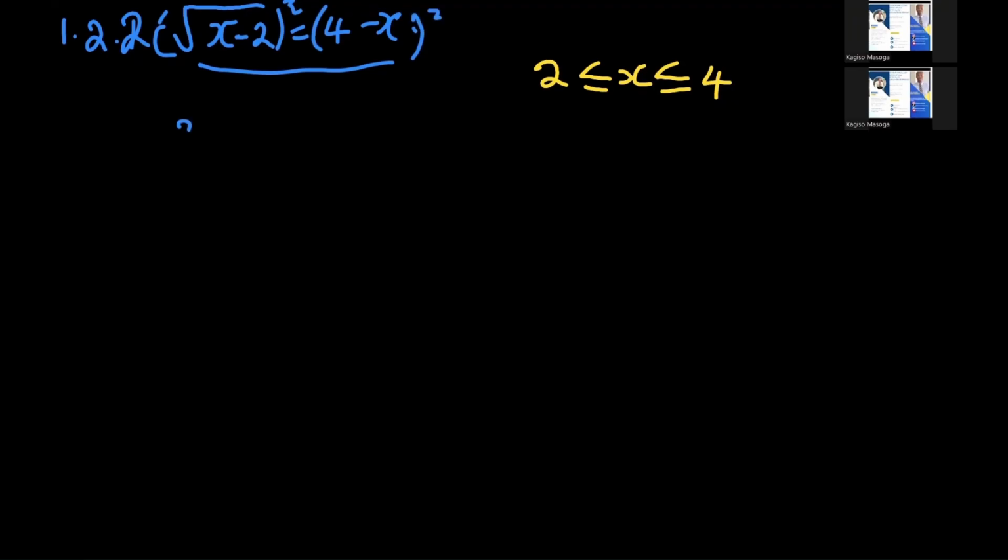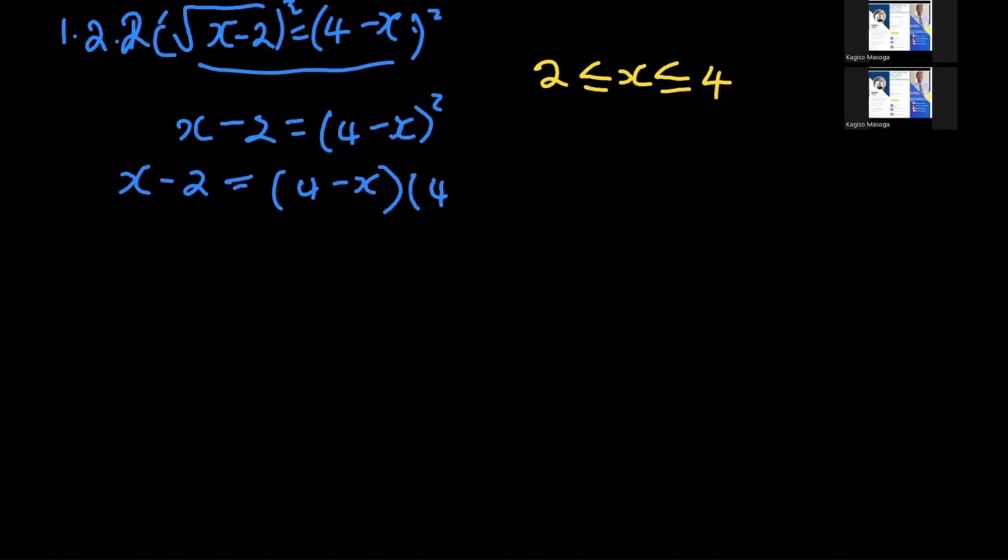When you square it, the square root disappears. So x minus 2 is equal to 4 minus x squared. Now we want to expand the right side. This is what we have when we expand 4 minus x times 4 minus x.